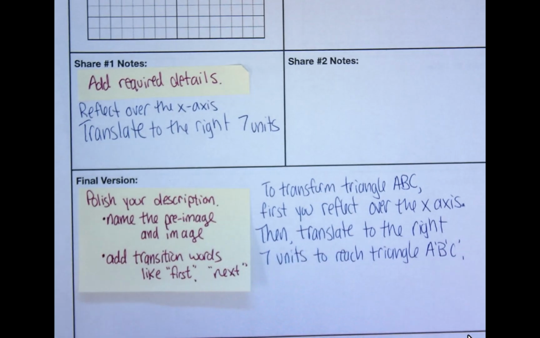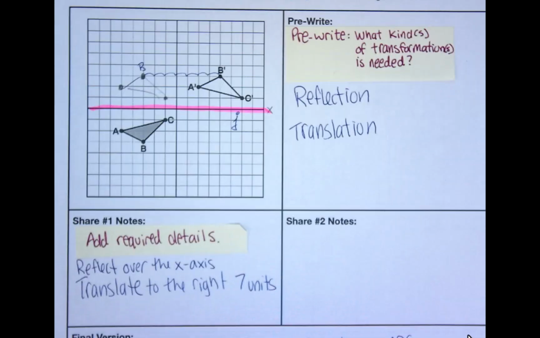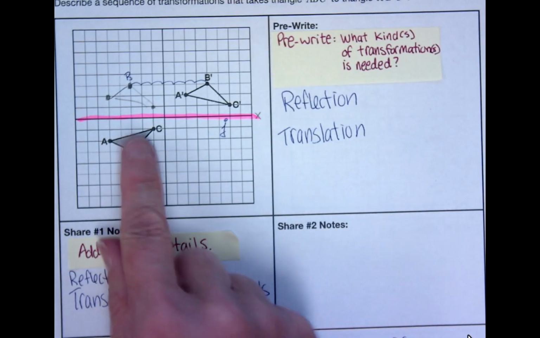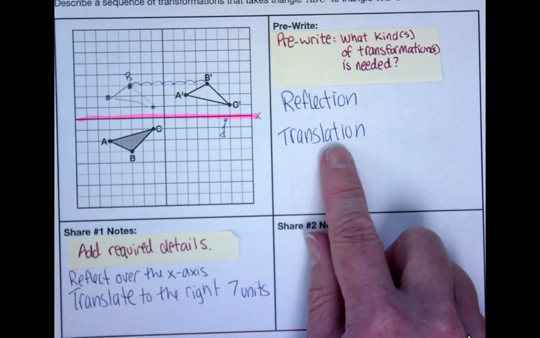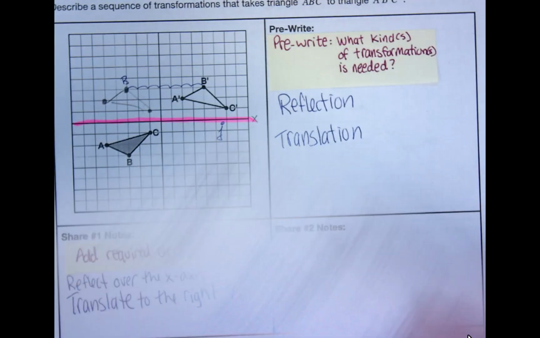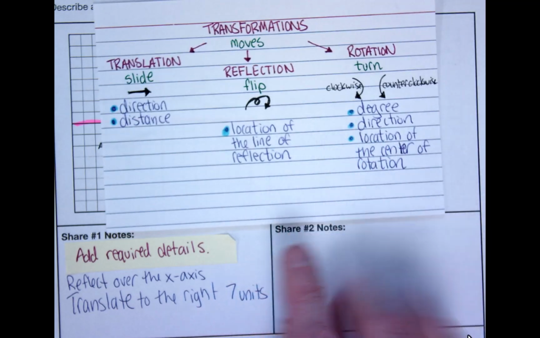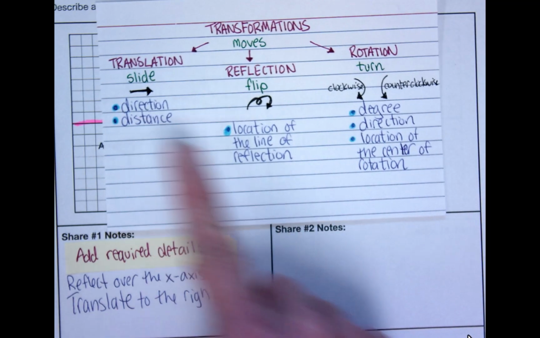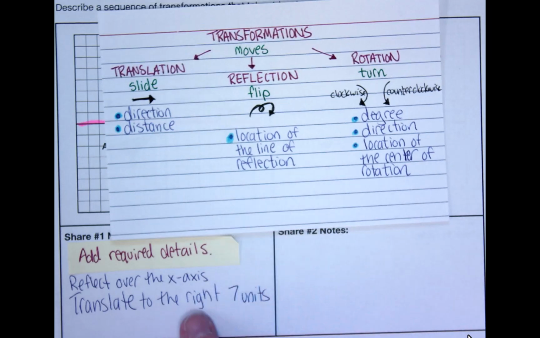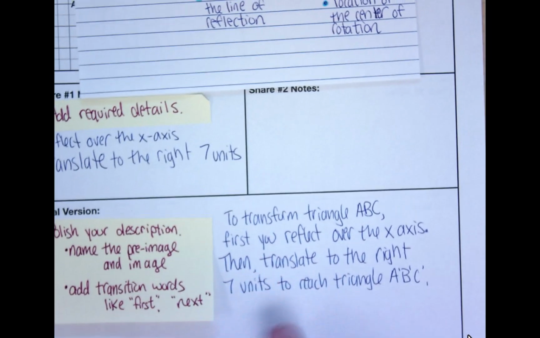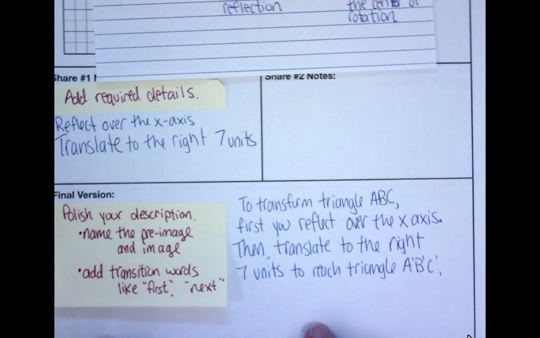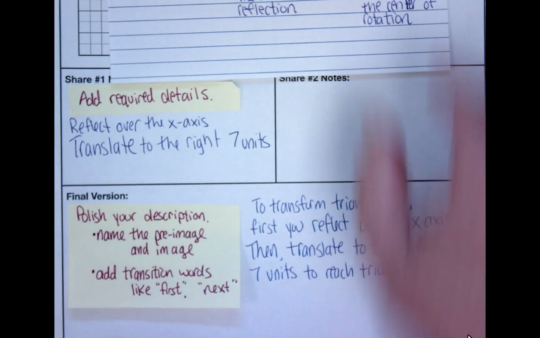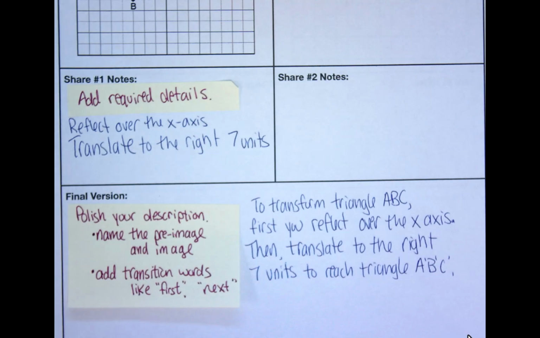So hopefully this gives you a way to break down what exactly you're doing. Start by just figuring out what kinds of transformations you need. Then, for each transformation that you need, look at what exactly you need to say about those transformations. And then to really put the icing on the cake, polish up that description with transition words if you need them, and any other fancy pants vocabulary that you feel confident about. Those steps will help you break down a difficult skill. Good luck.